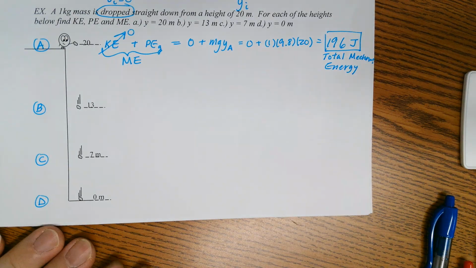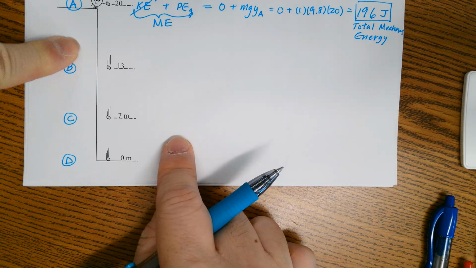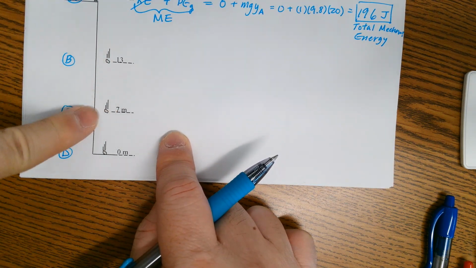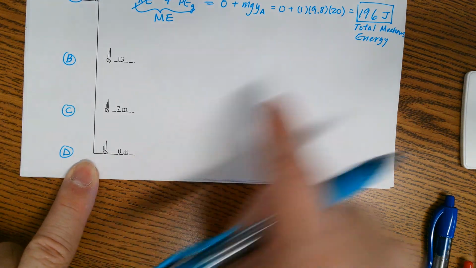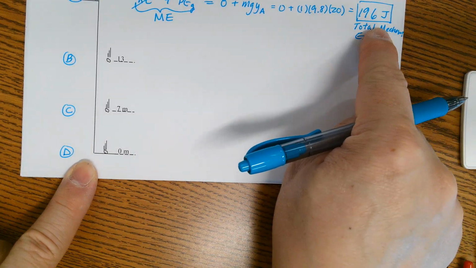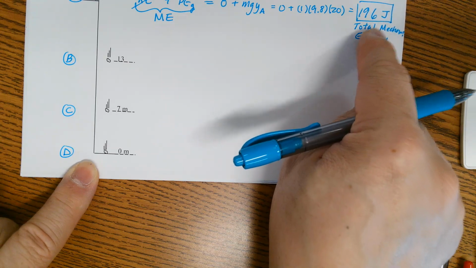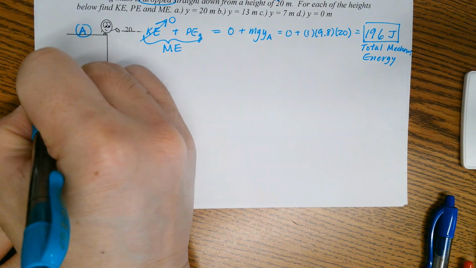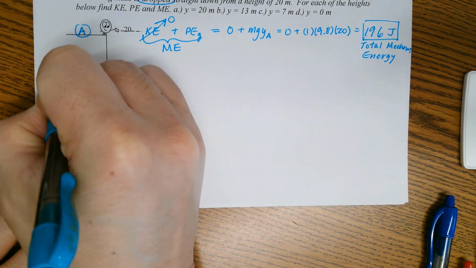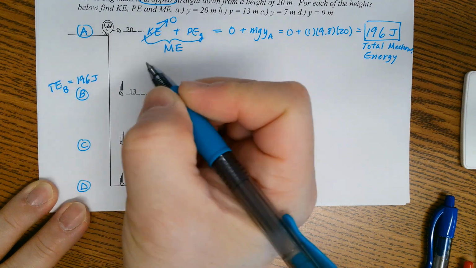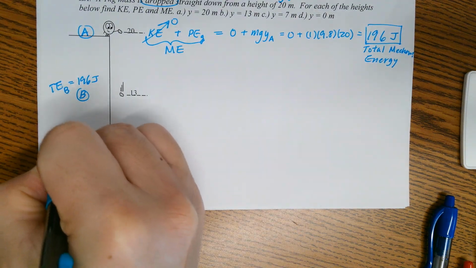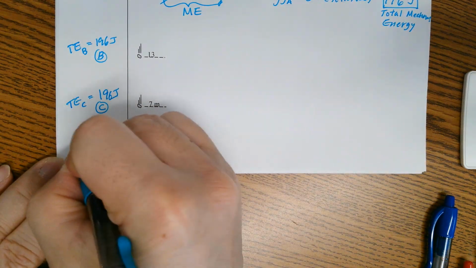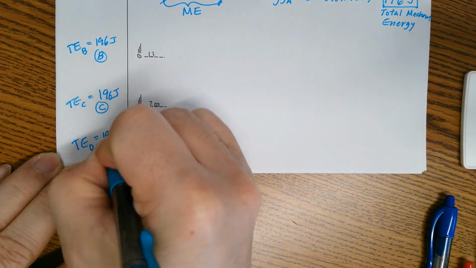Right? Total mechanical energy. So no matter where you are during this path, whether it's point B, point C, or point D, total energy has to always add up to 196. So at this point, total energy at B is 196 joules. Total energy at C is 196 joules. Total energy at D is 196 joules.